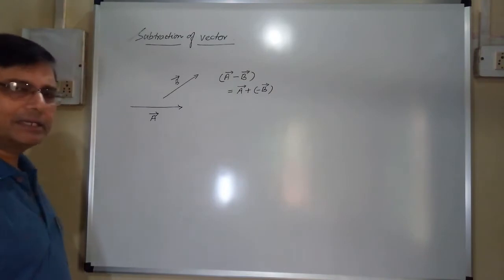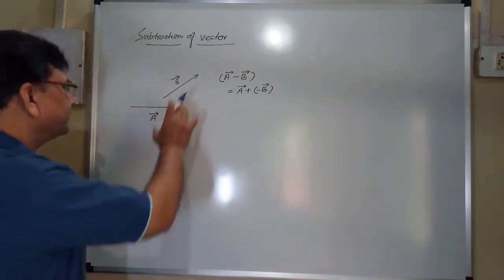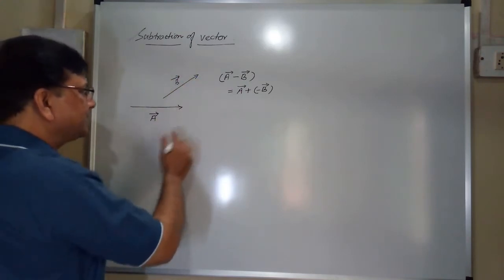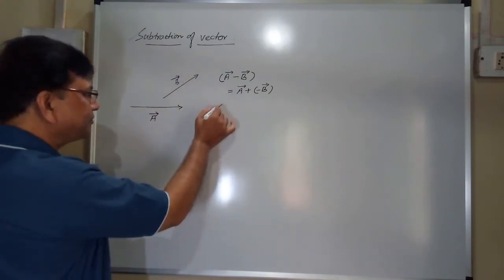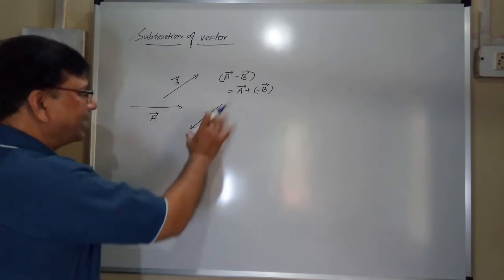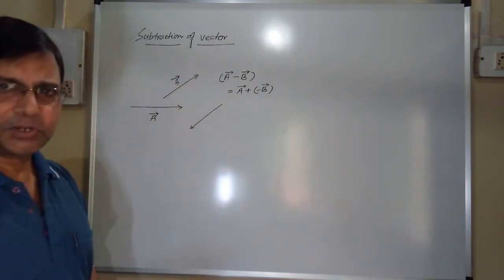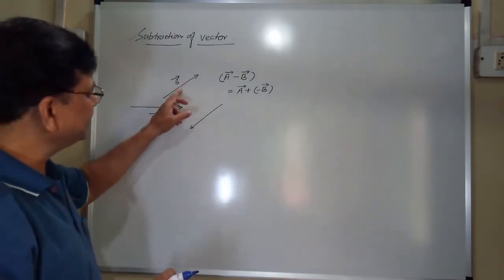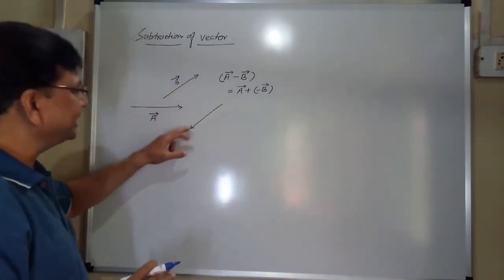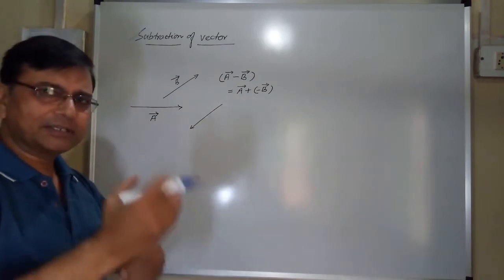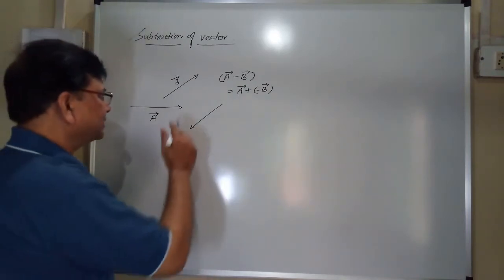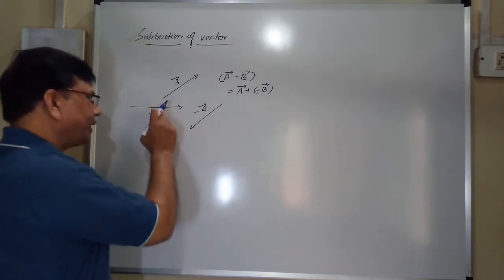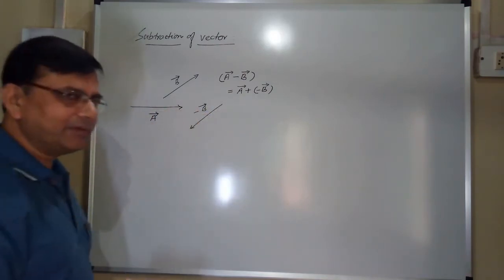So this can be done by taking the negative of this vector. See, if B is this, then minus B will be just a parallel vector. Length will be the same, because length tells the magnitude of the vector. So magnitude is not changing, only direction is changing, because minus tells the reverse direction of the vector. So this will be minus B vector. Now A and minus B will be added.